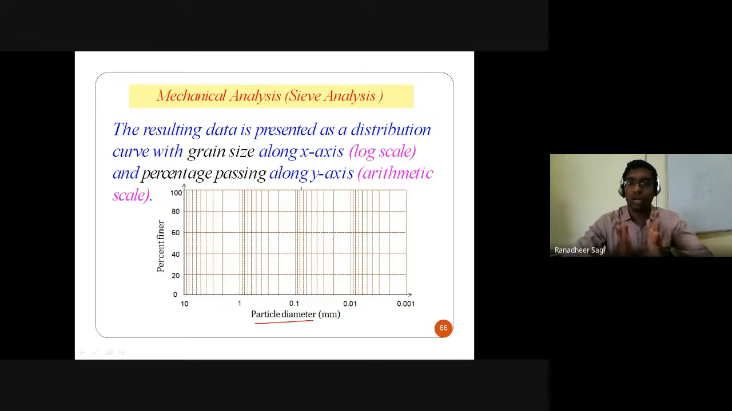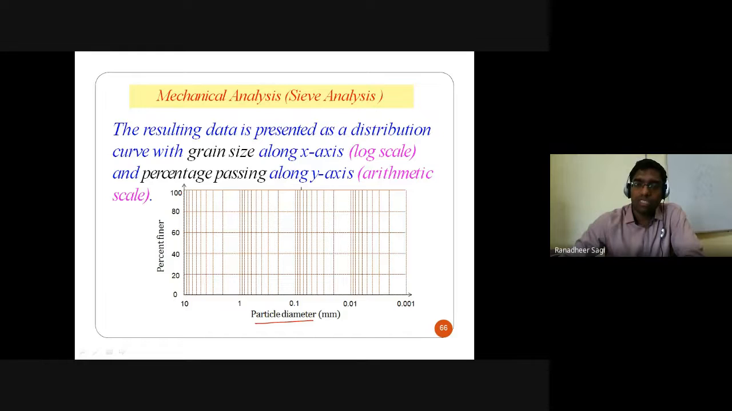So for now, what we have talked about is only the grain size distribution of coarse grain particles, and from the mechanical sieve analysis we are going to plot only the portion of the grain size distribution curve corresponding to particles of sizes greater than 75 microns. And from the sedimentation analysis, we are going to get the portion of the curve corresponding to particles of sizes less than 75 microns.